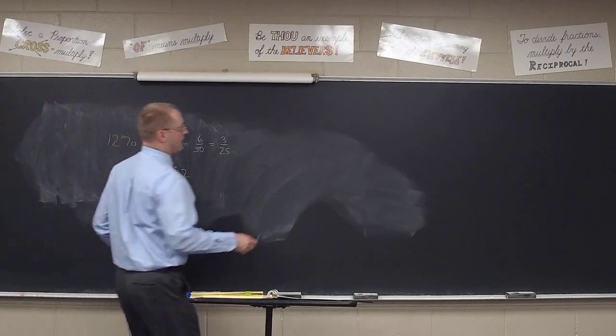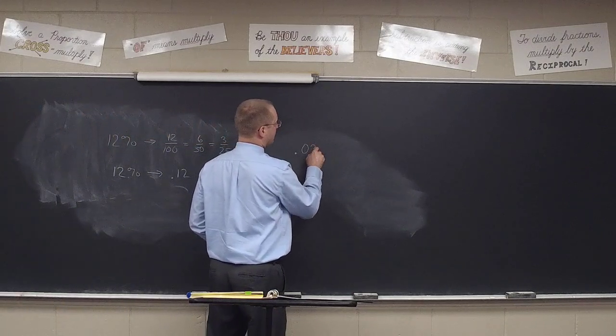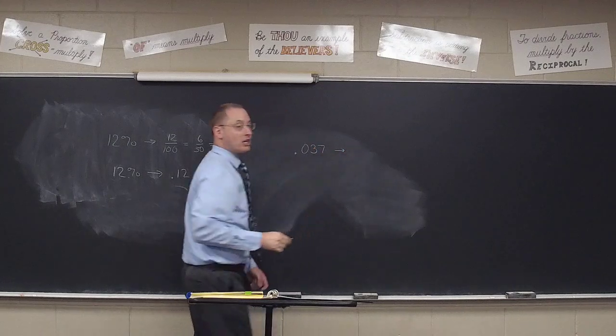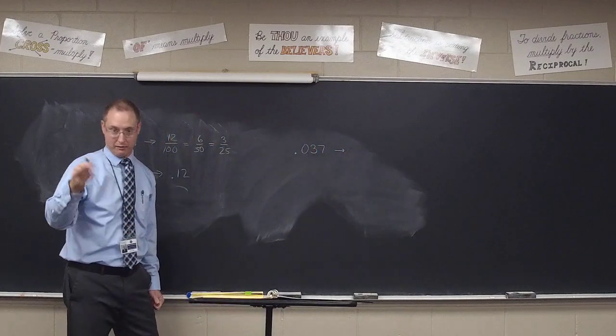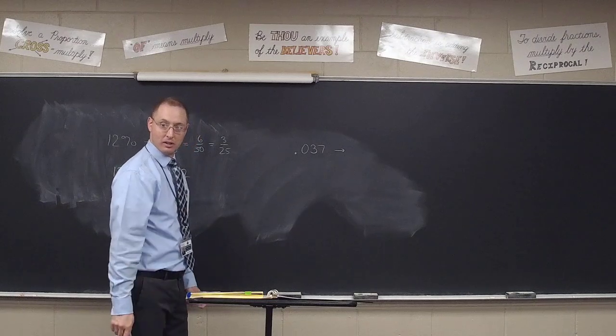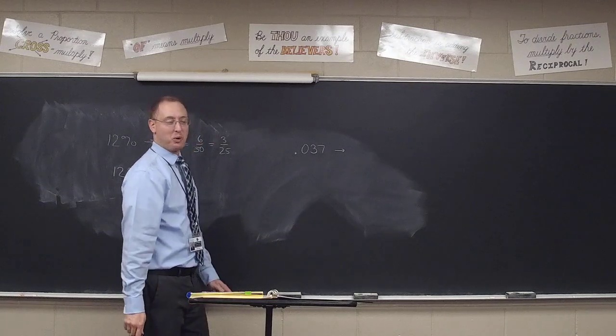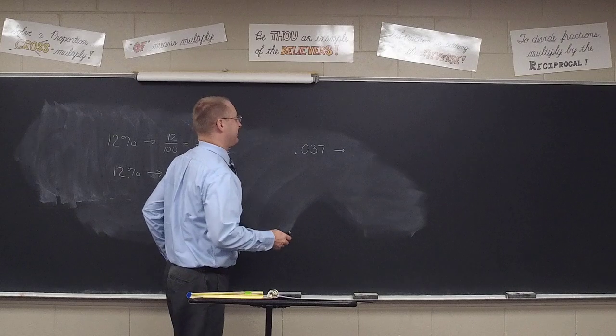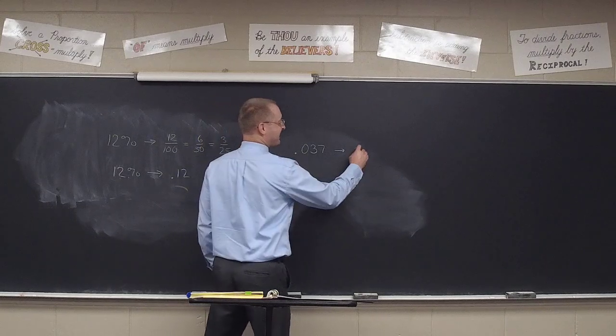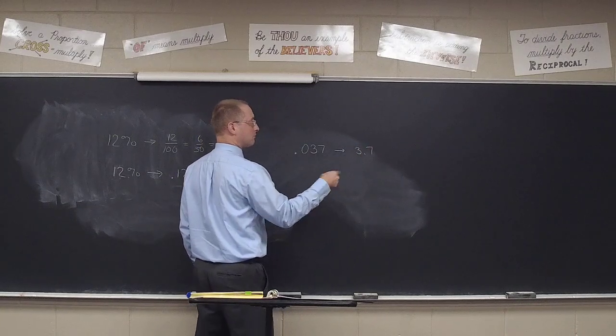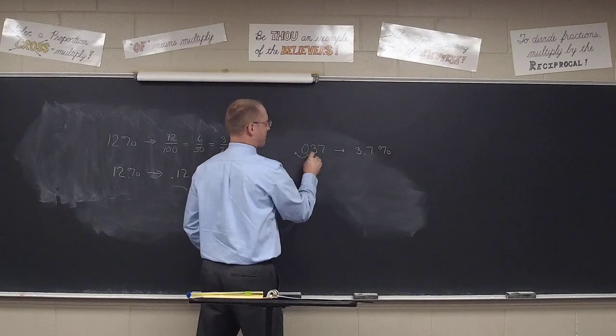But conversely, we said if I had a decimal, something like 0.037, and if I wanted to turn that into a percent, what would I have to do, Michael? Move the decimal to the right twice. And what would I have, Michael? You have 3.7%. There we go. We boink, boink that way.